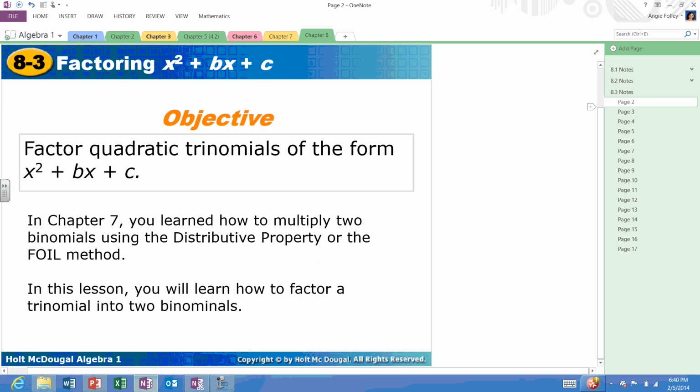So we're going to look at factoring quadratic trinomials in the form x squared plus bx plus c. In chapter 7, we learned about how to multiply two binomials using the distributive property or the FOIL method. So in this lesson, we're going to learn how to factor a trinomial back into the two binomials that you got before FOILing it.